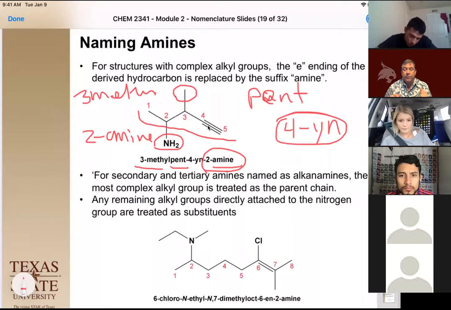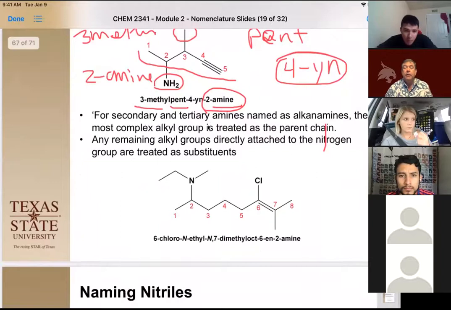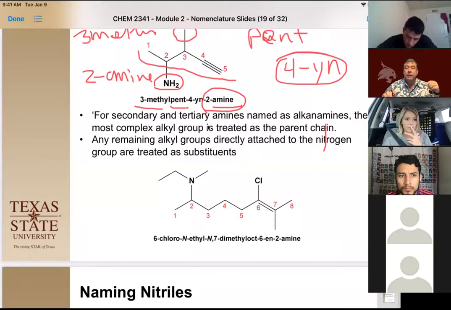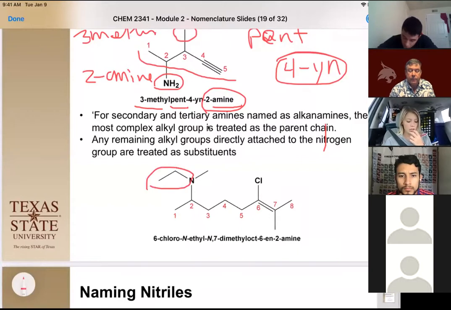And we can follow all those same rules to name more complex systems. Just like we did with the amides, where the other alkyl substituents were bonded to the nitrogen, we'll name the most complex hydrocarbon chain first and show that that's where the amine is. Then we can use the N designation to say we have an N-ethyl somewhere and an N-methyl somewhere.